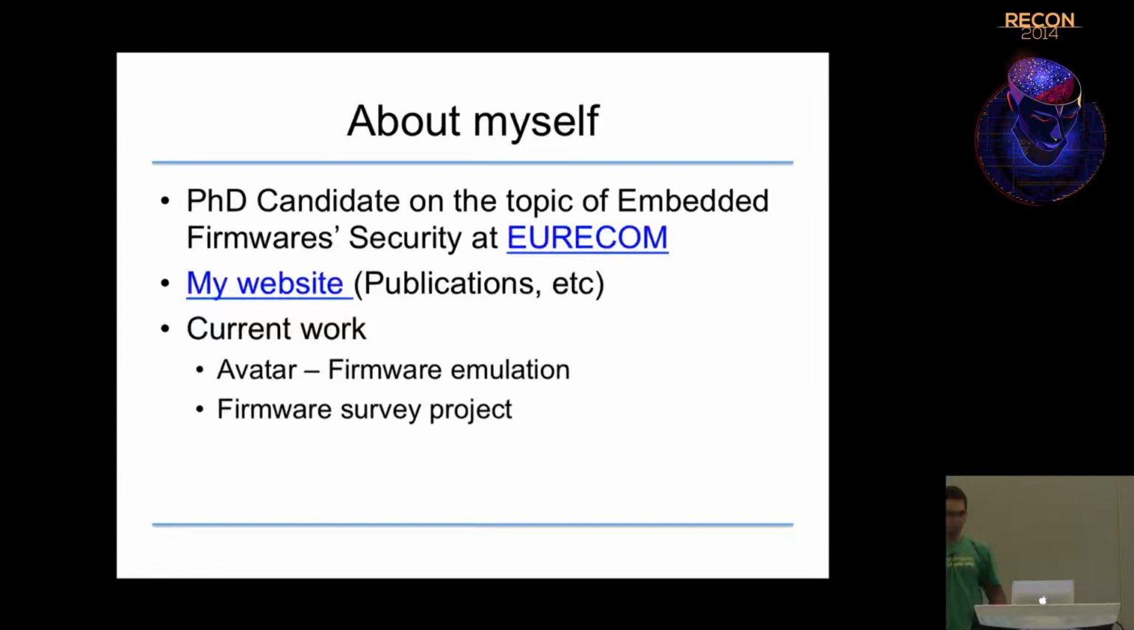And currently I'm working on two projects, mainly. One is Avatar. It's very similar to the talk of Panda that you have heard before. Avatar is meant to emulate firmwares by forwarding memory accesses between an emulator and a real device. And the other project I'm currently working on is a firmware mass survey, where we just download a bunch of firmwares from the internet and see what's inside.